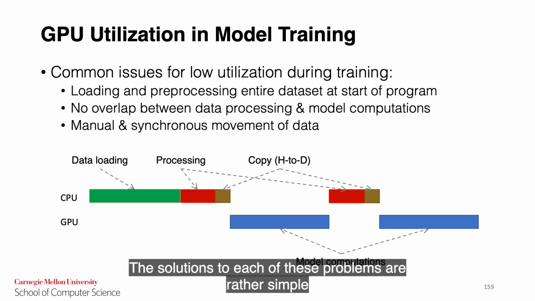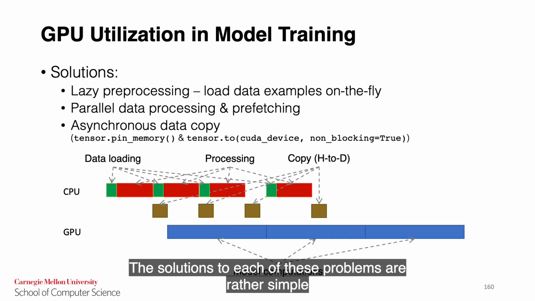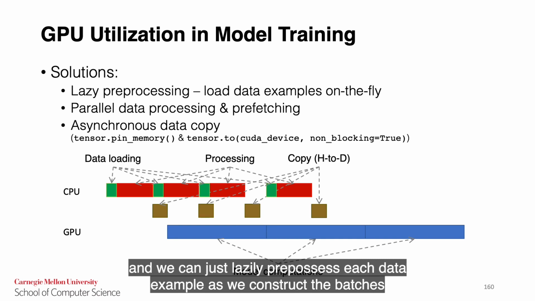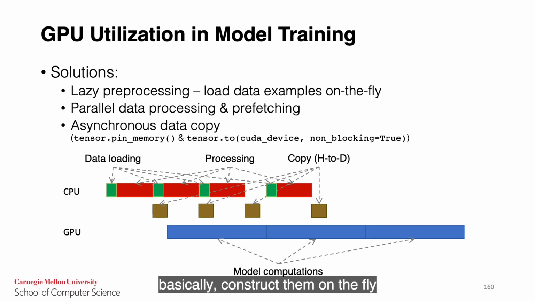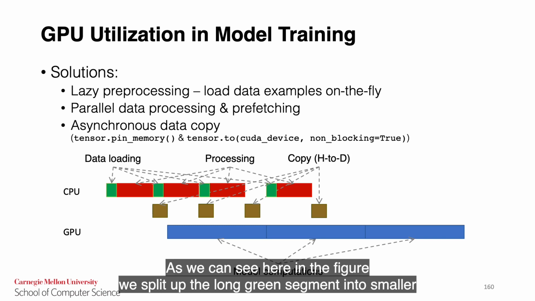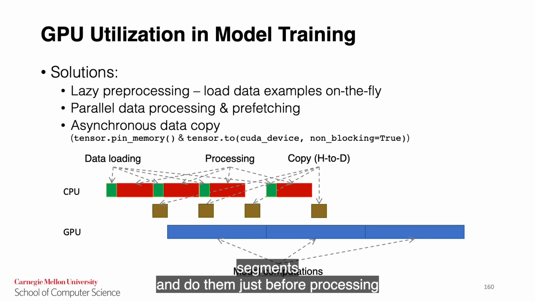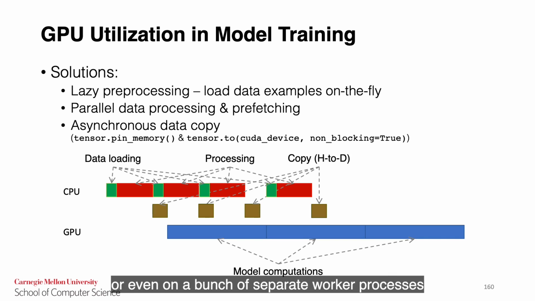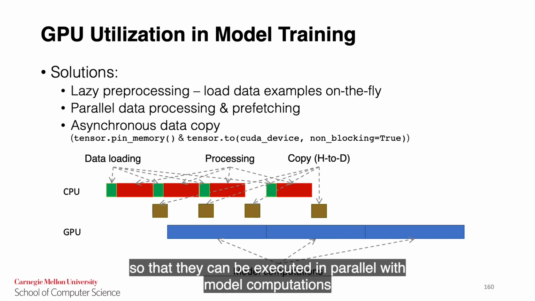The solutions to each of these problems are rather simple. First of all, we don't have to preprocess the entire dataset at the beginning, and we can just lazily preprocess each data example as we construct the batches, basically constructing them on the fly. As we can see here in the figure, we split up the long green segment into smaller segments and do them just before processing. For the second non-overlapping issue, we can perform data processing on a separate process, or even on a bunch of separate worker processes, so that they can be executed in parallel with model computations.